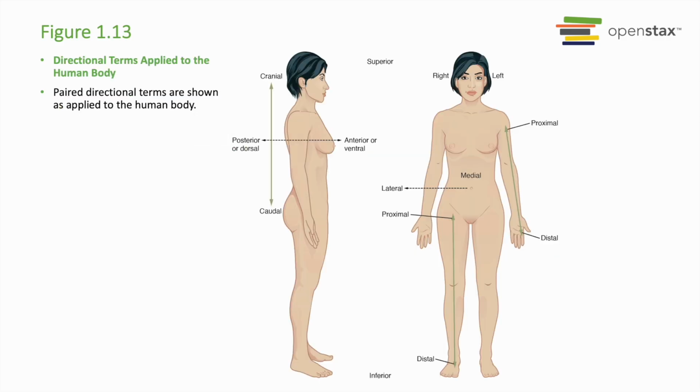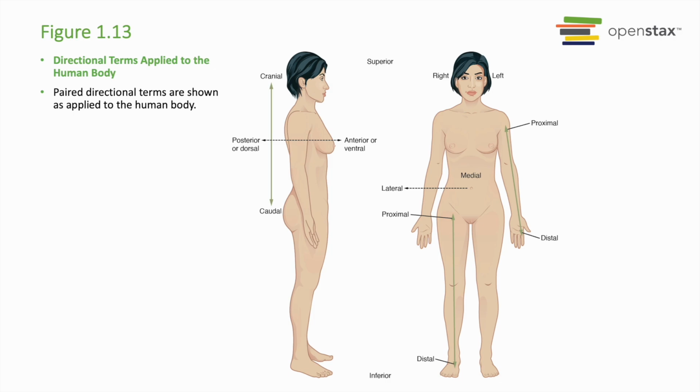Figure 113. Directional terms applied to the human body. Paired directional terms are shown as applied to the human body. This illustration shows two diagrams, one of a side view of a female and the other of an anterior view of a female. Each diagram shows directional terms using double-sided arrows. The cranial distal arrow runs vertically behind the torso and lower abdomen. The cranial arrow is pointing toward the head, while the caudal arrow is pointing toward the tailbone.